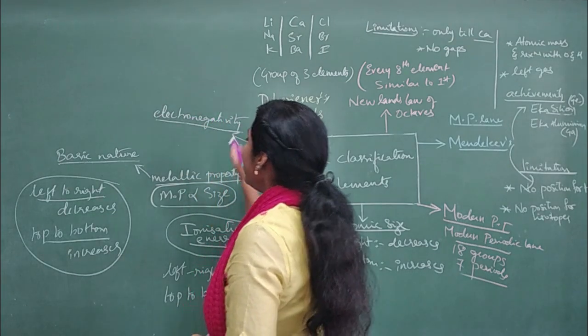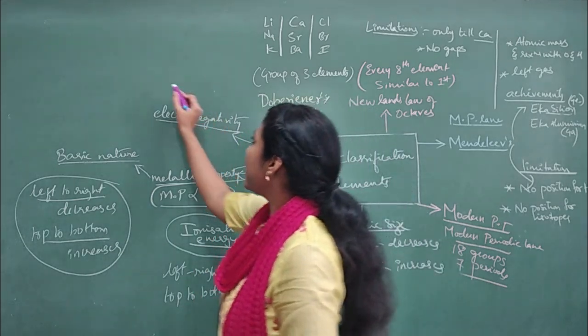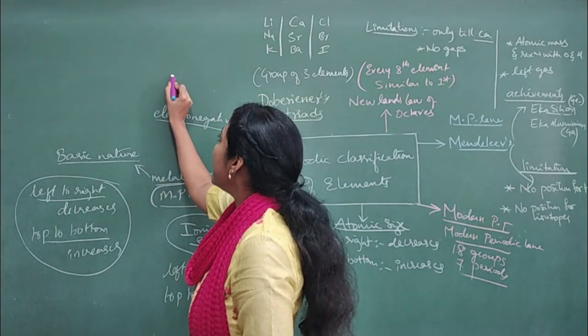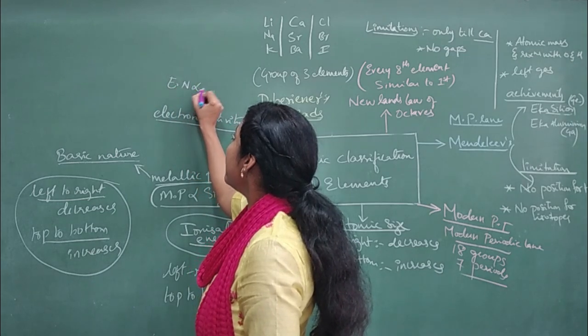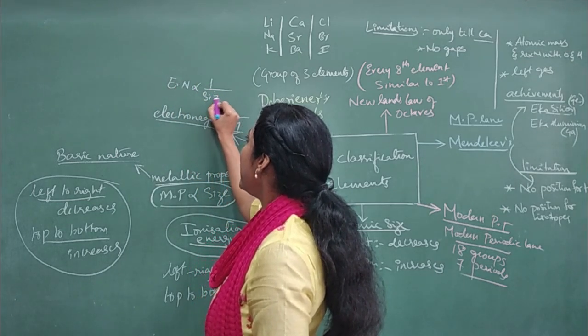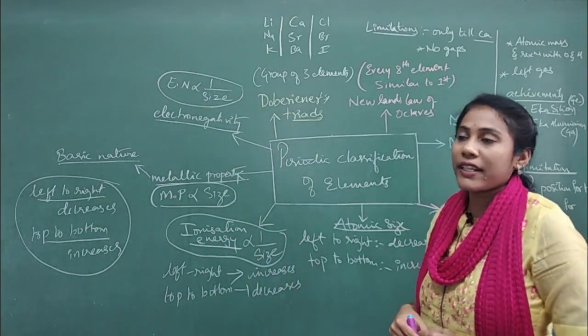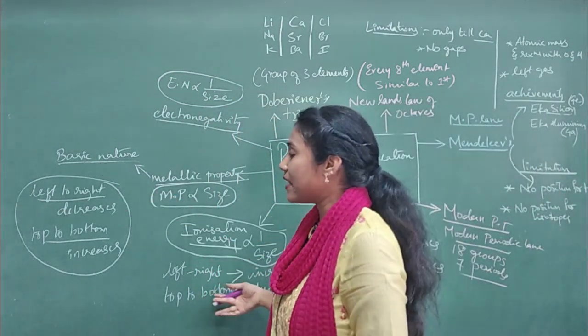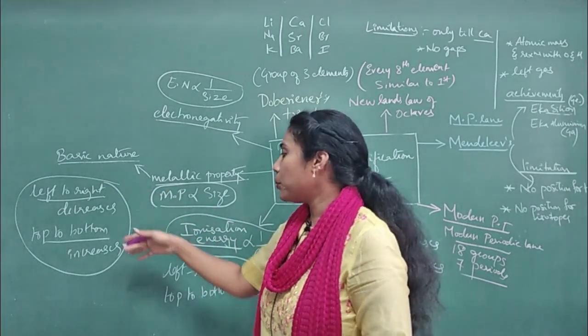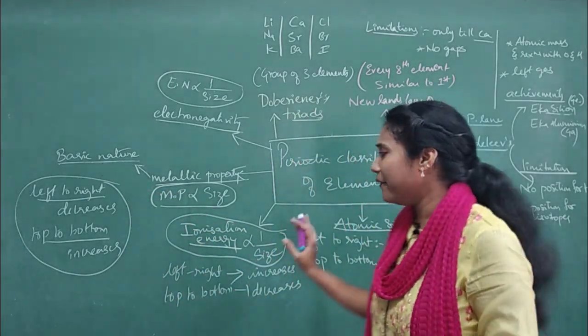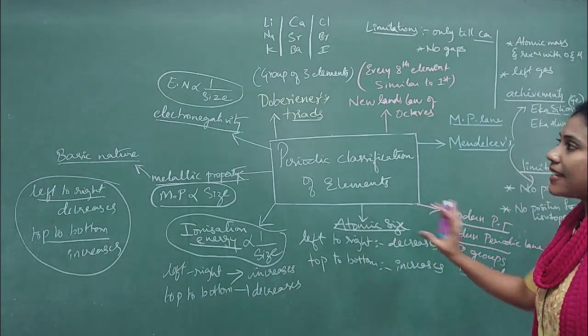Even this electronegativity is there, no? Let me write it here. Electronegativity is inversely proportional to size. So everything you can connect to size and tell the answers. It's not that you have to learn all these things by heart. Left to right, what happens? Top to bottom, what happens? Don't memorize. Everything you can connect to size and tell.